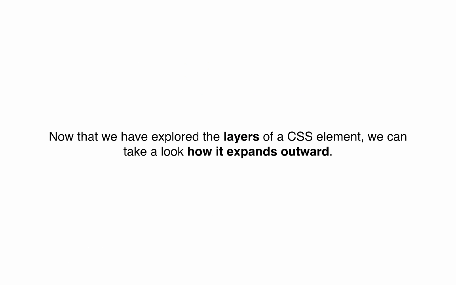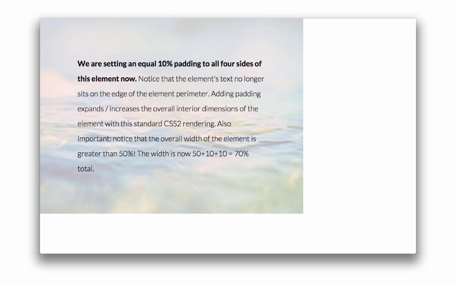Now that we've explored the layers of a CSS element, we can take a look at how it expands outward. When I say expands outward, I mean up and down and left and right. If you think back to what we had before, the text was sitting right up on the edge of everything. But now if we add padding to all four sides of that paragraph, notice how the element's text is no longer sitting on the edge of the element's perimeter. Adding padding expands and increases the overall interior dimensions of the element with this standard CSS2 rendering.